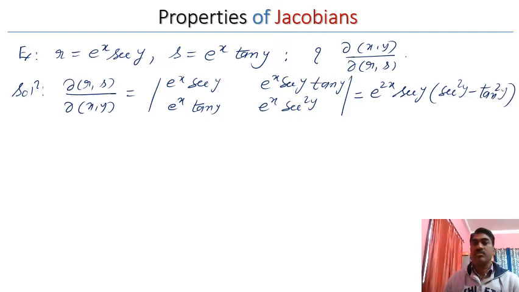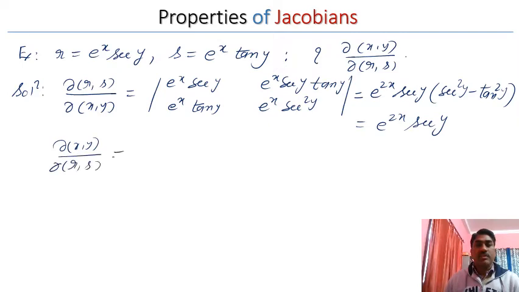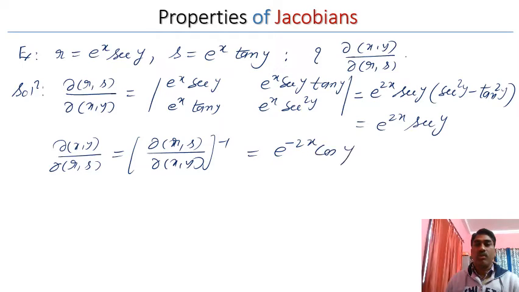So the bracket sec square y minus tan square y is 1. So we obtain e to the power 2x sec y. So this is the Jacobian of rs with respect to xy. But we need the Jacobian of xy with respect to rs. So by our property, the Jacobian of xy with respect to rs is the inverse of the Jacobian of rs with respect to xy. So this is e to the power minus 2x cos y.